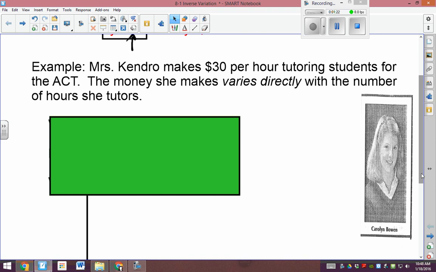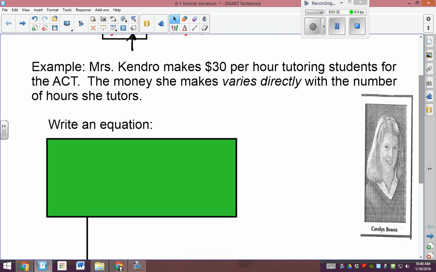I did. Mrs. Kendra makes $30 an hour tutoring students for the ACT. The money she makes varies directly with the number of hours that she tutors. So this is a direct variation situation. So first we should identify what is like our y and what is like our x. Right. So you're making some money and you're working some different hours. So those are our two variables. So money and hours. So what's in control?